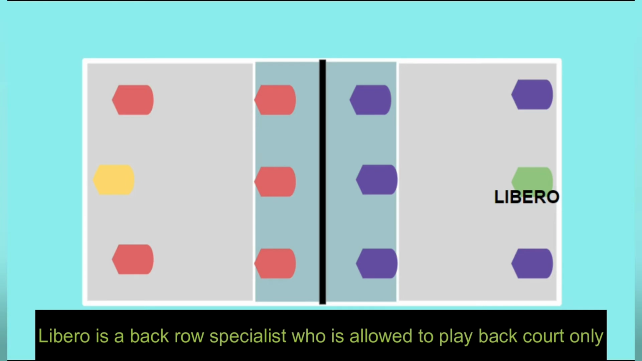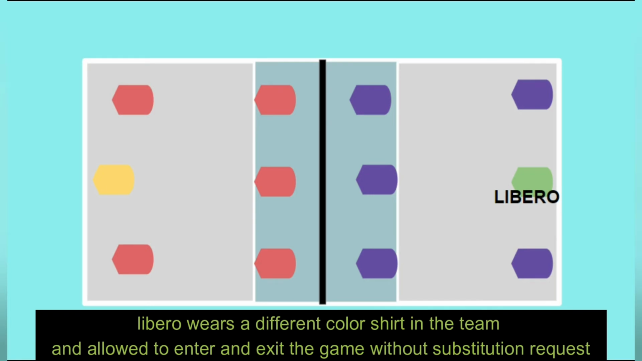The libero is a back row specialist who is allowed to play in the backcourt only. The libero wears a different color shirt from the team and is allowed to enter and exit the game without a substitution request.